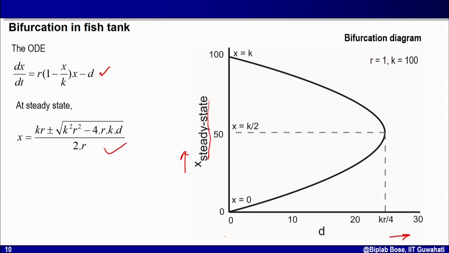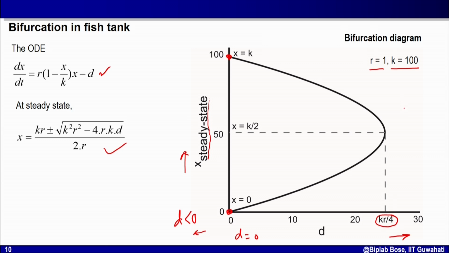So when d is negative, that means in this direction, d is less than 0. That is not possible because d has to be positive or equal to 0 in our system. So I have nothing on this side. When d is equal to 0, I have two steady states. x equal to 0, and the other one is x equal to k, that we have discussed just now. When d equal to kr by 4, and what I have done here, I have taken r equal to 1 and I have taken k equal to 100.